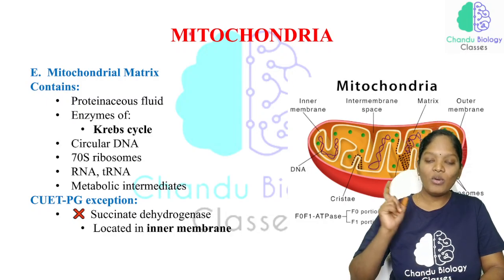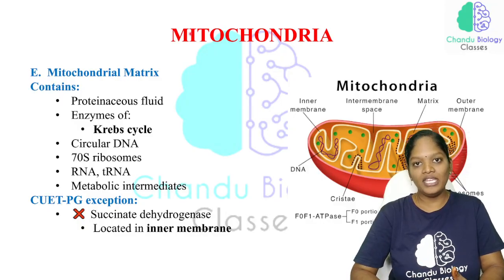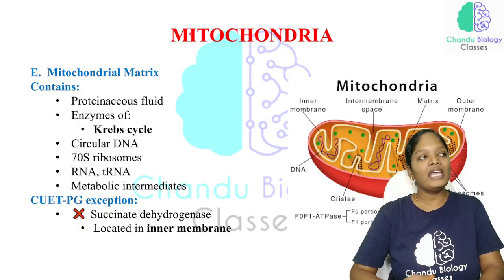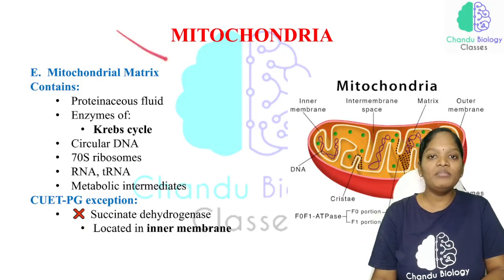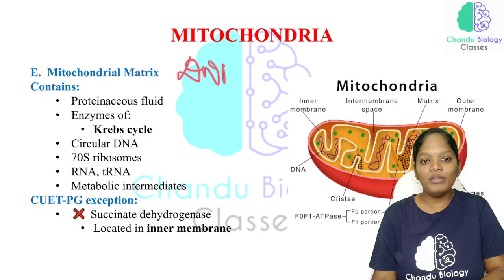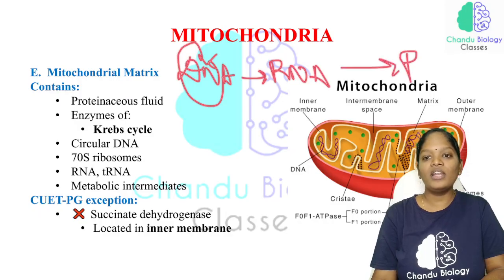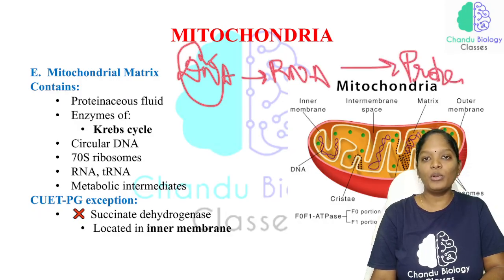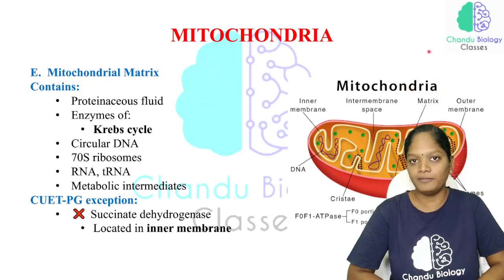So what is semi-autonomous? Even though mitochondria have a DNA of their own, they have the capacity to produce only up to a certain extent, about 16% of the protein. See, what is the ultimate goal of DNA? DNA has to be replicated, that is DNA replication, and it has to synthesize RNA. That process is called transcription, and the RNA has to be converted into protein, that is translation. So the ultimate goal of DNA is to synthesize protein.